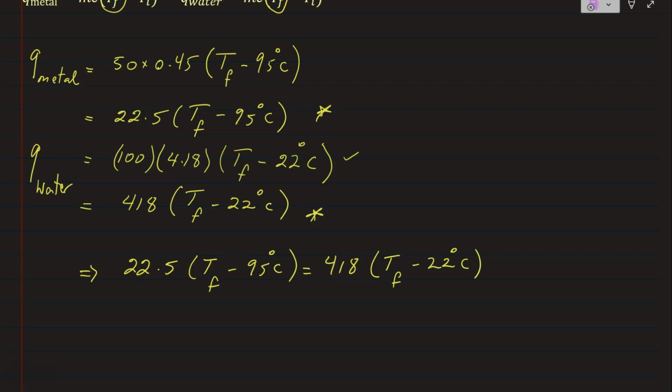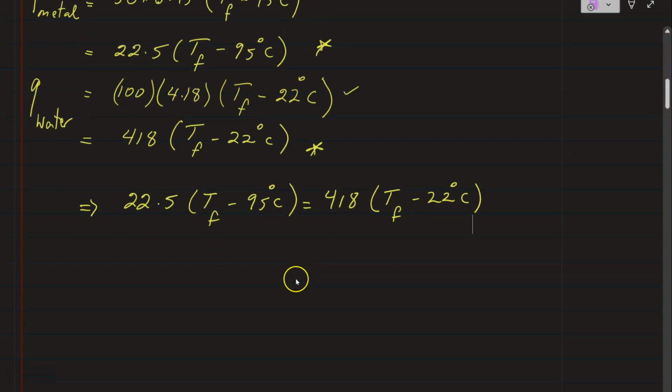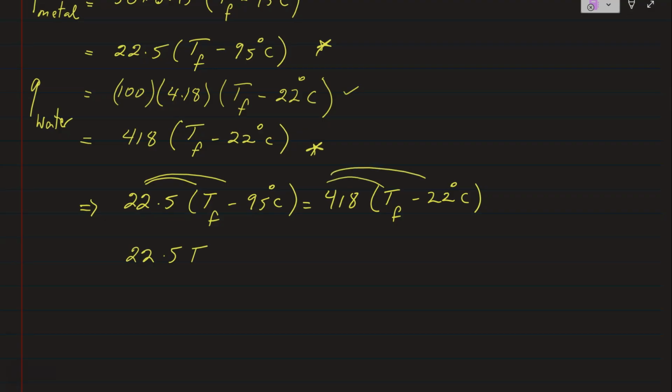Now, another way of doing that is to add these two, and they must be equal to 0. But regardless of which one you do, you have to solve for T final, and you have T final on both sides of the equation. So let's simplify each side. We're using the distributive law in math for each one of these, and then we collect like terms and go from there. So we have 22.5 times TF minus 22.5 times 95, which is equal to 418 TF minus 418 times 22. And be aware of the negative and positive.